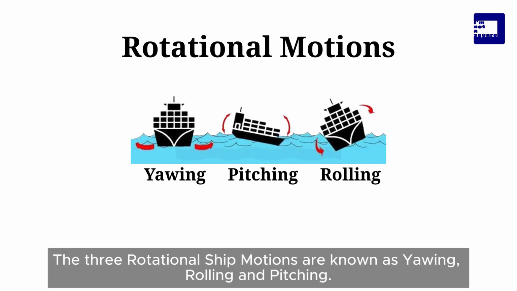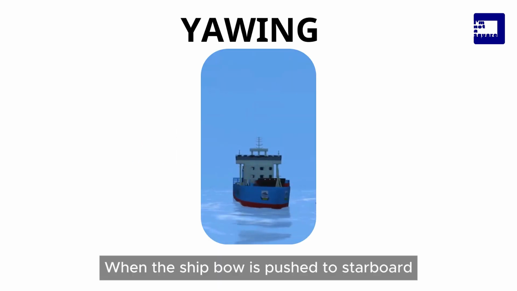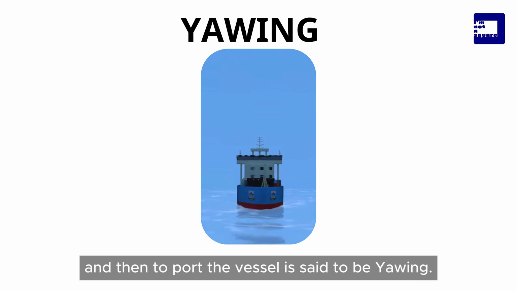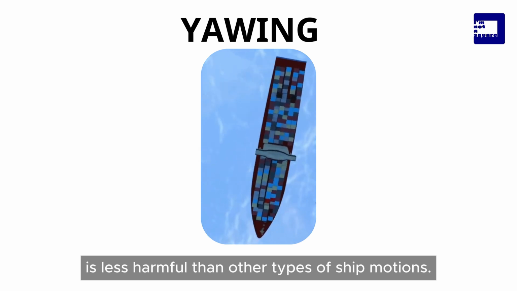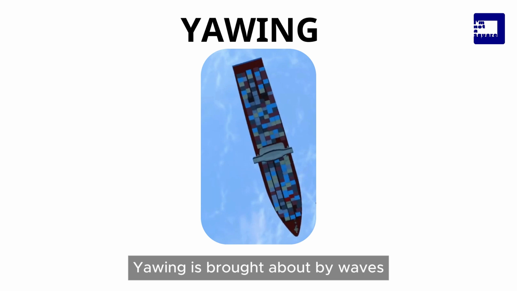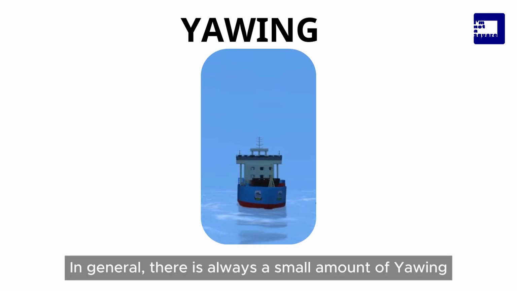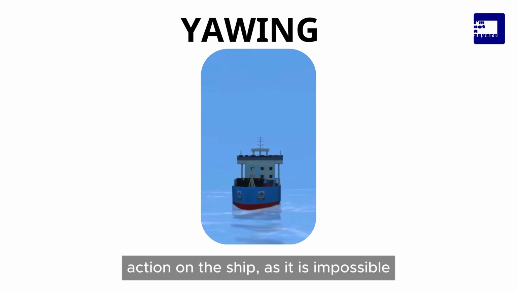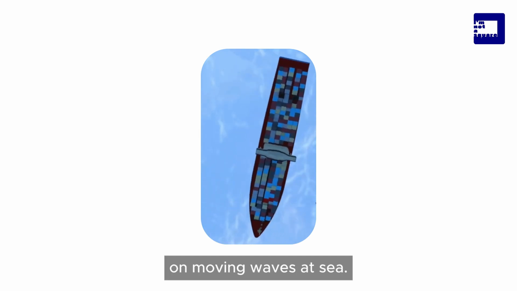The 3 rotational ship motions are known as yawing, rolling, and pitching. Yawing. When the ship bow is pushed to starboard and then to port, the vessel is said to be yawing. The motion of yawing is less harmful than other types of ship motions. Yawing is brought about by waves that act perpendicular to the length of the ship. In general, there is always a small amount of yawing action on the ship, as it is impossible for a ship to keep a straight course on moving waves at sea.